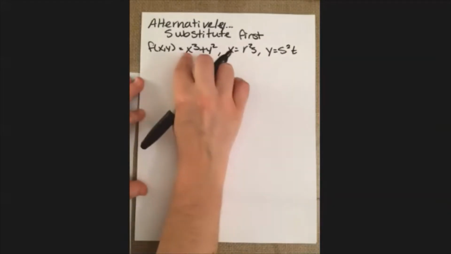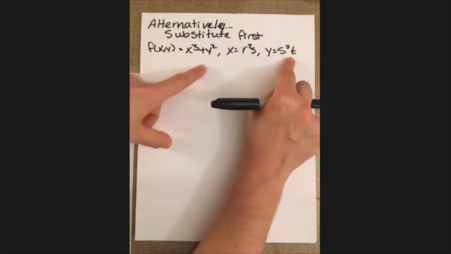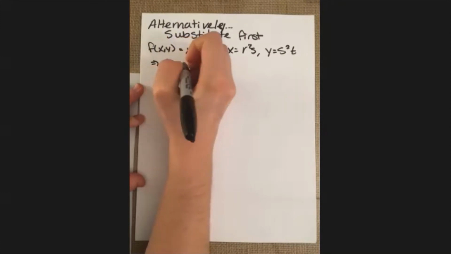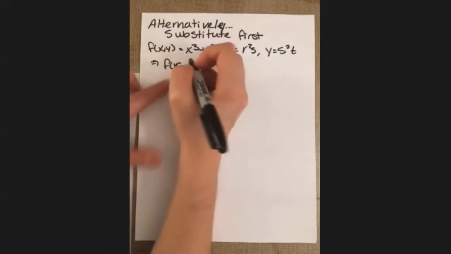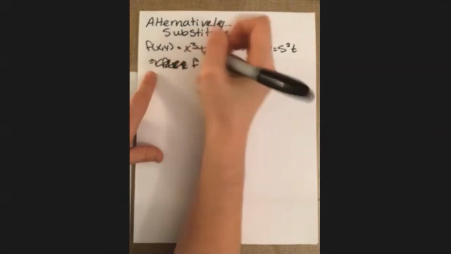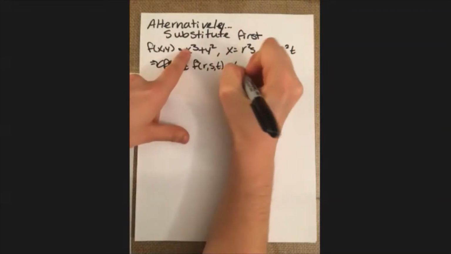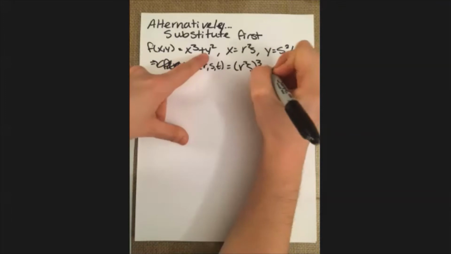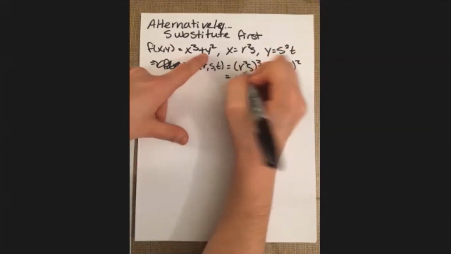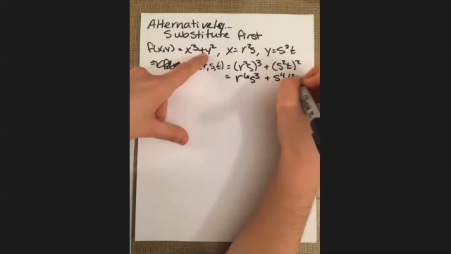So if I want to, I can just swap out, when I say substitute first, I mean just swap out the x for what it is equal to and swap out the y for what that's equal to, and then simply take the partial derivatives from there. So if I wanted to take f of r, s, and t, instead of just being in terms of x and y, I would get r squared s cubed plus s squared t squared. So that would be r to the 6th s cubed plus s to the 4th t squared. Okay.